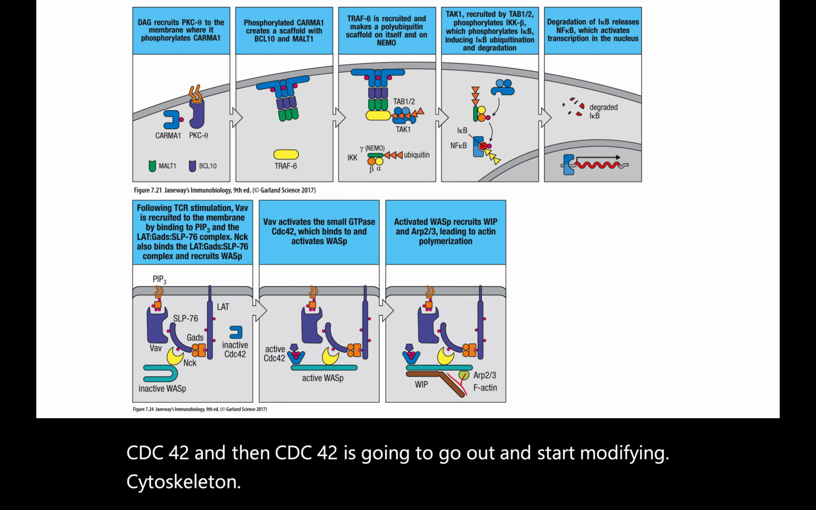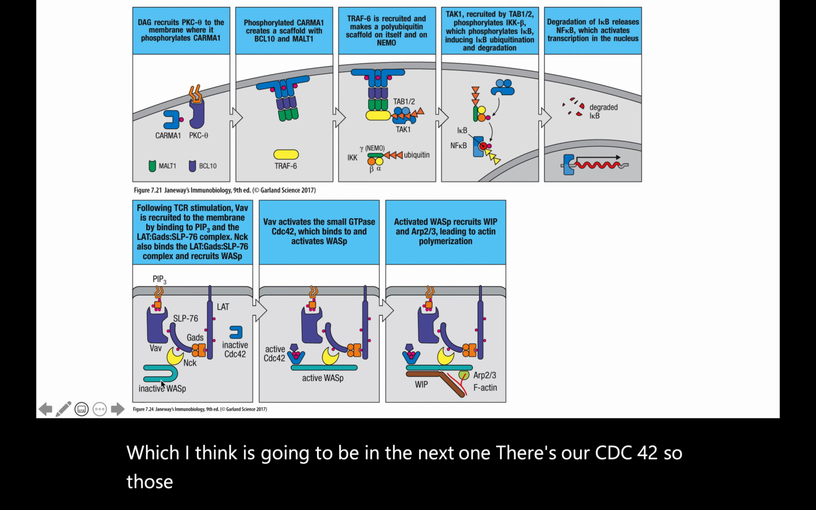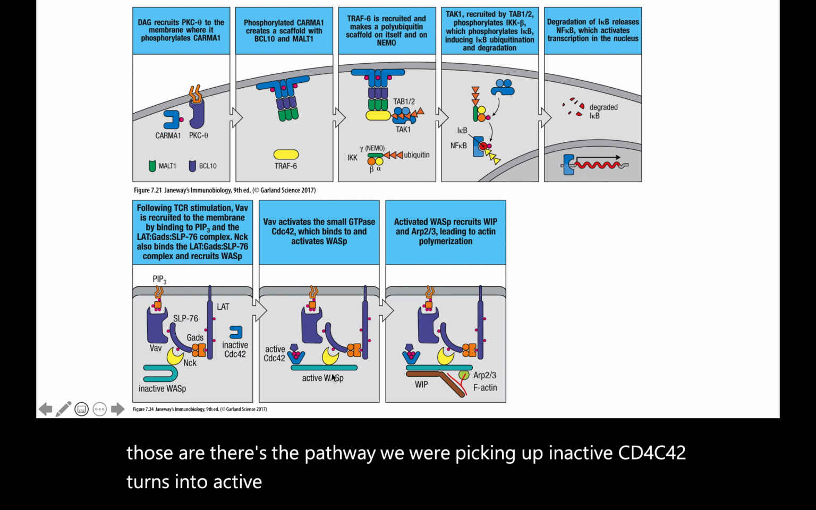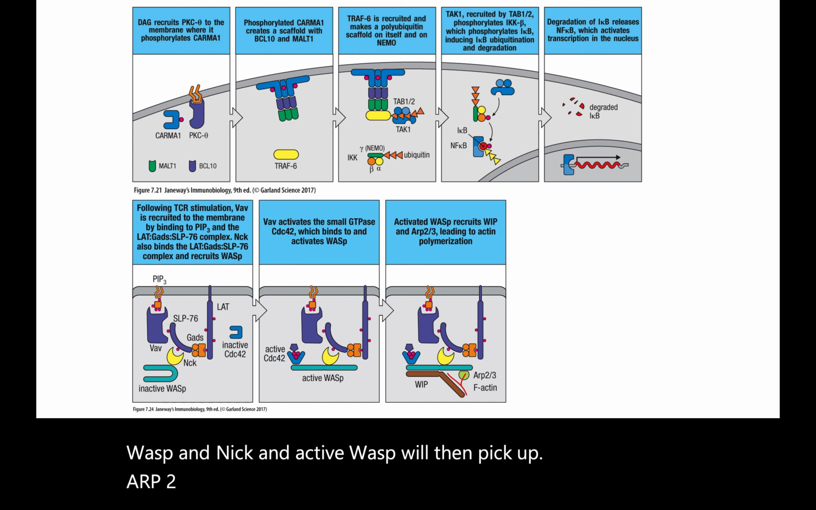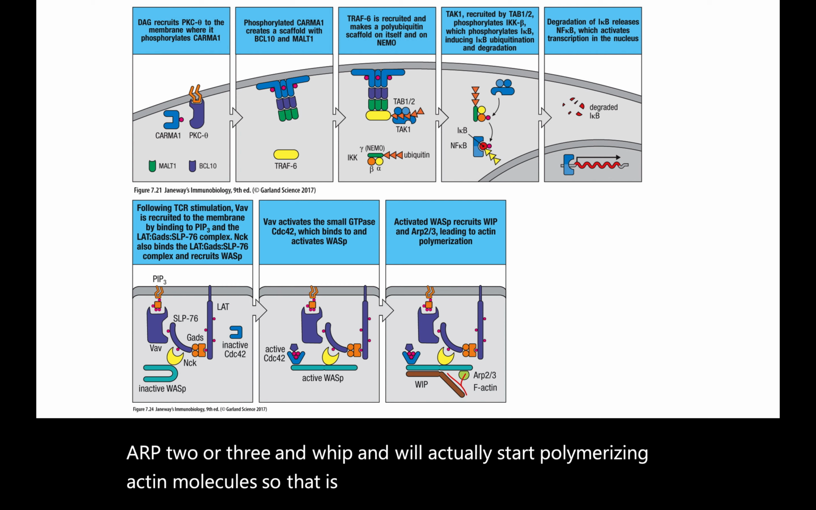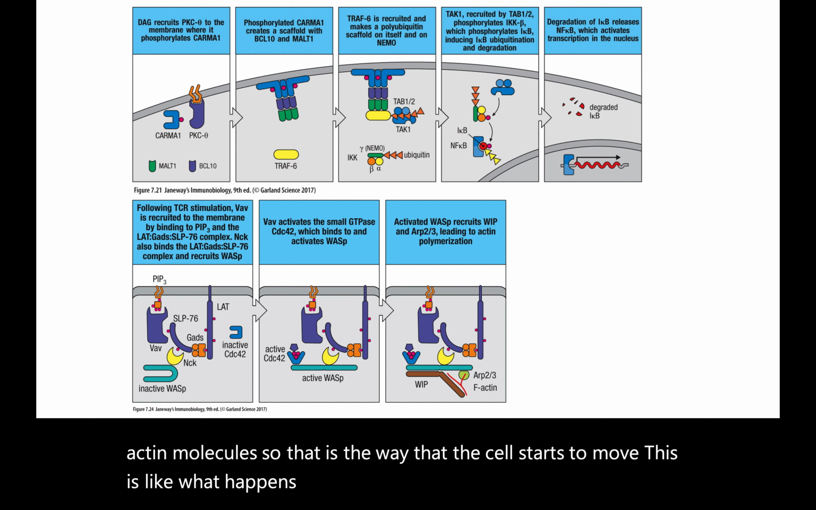Which I think is going to be in the next one. There's our CDC42. So there's the pathway we were picking up. Inactive CDC42 turns into active CDC42, which will then bind to active WASP and NIC, and active WASP will then pick up ARP2 or 3 and WHIP, and will actually start polymerizing actin molecules. So that is the way that the cell starts to move. This is like what happens after you turn the key in the car and you begin to drive. So we're now fired up.